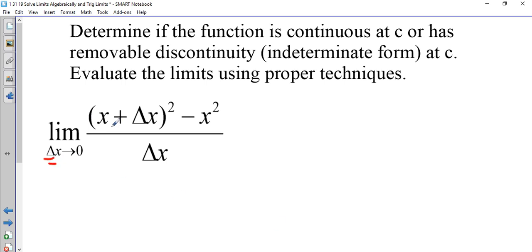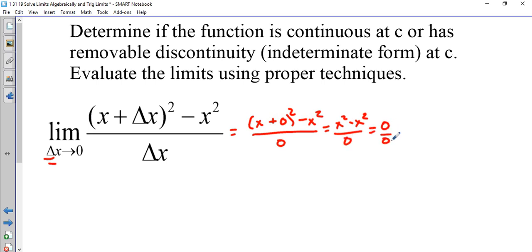This is what happens in algebra sometimes. So what do we do with x? x is just coming along for the ride. When we plug that in, we're going to have (x plus 0) squared minus x squared over 0. What will happen is that these x squareds will cancel out, because we have x squared minus x squared over 0, and we have 0 over 0. Well, 0 over 0, once again, is indeterminate form.